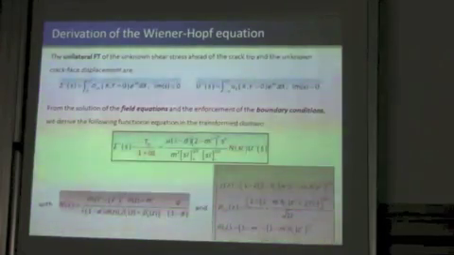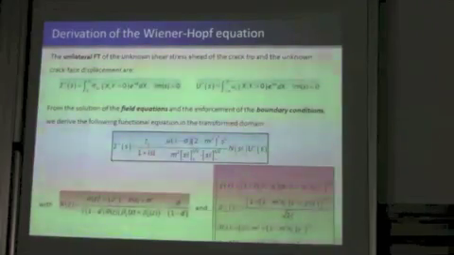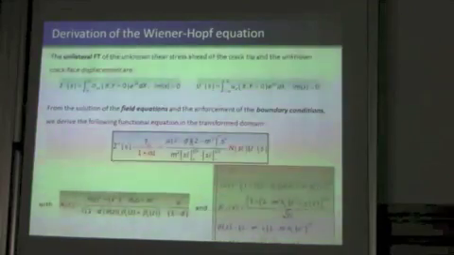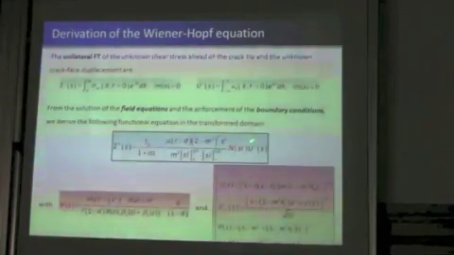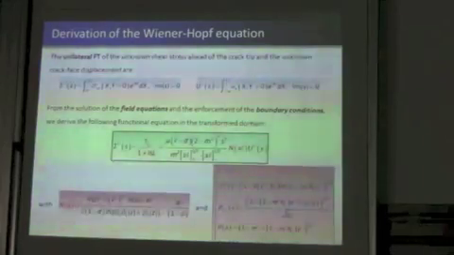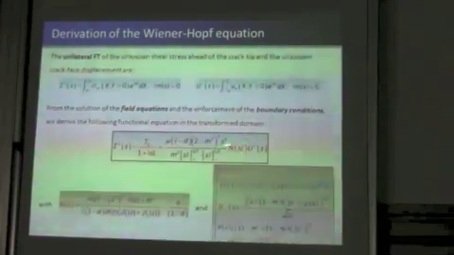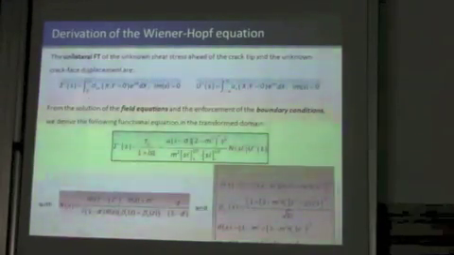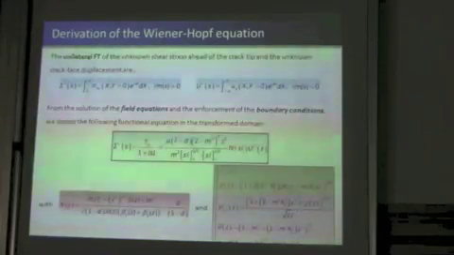Now, from the solution of the field equations and the enforcement of boundary conditions, we derive the following functional equation in the transform domain, which connects the two primary unknowns, sigma plus and U minus. So in order to solve this equation, one equation for two unknowns, we will use the Wiener-Hopf technique. And in order to do so, we have to decompose the functions appearing in red into analytic functions in the upper and lower half planes.